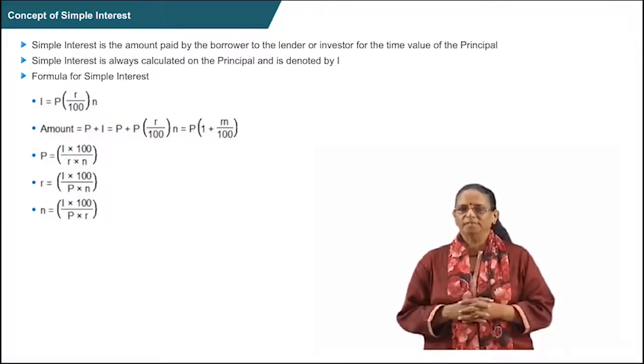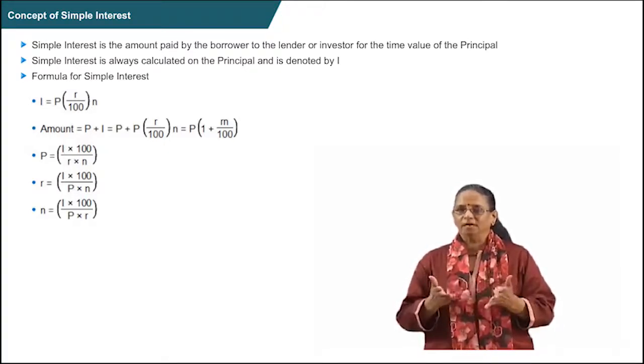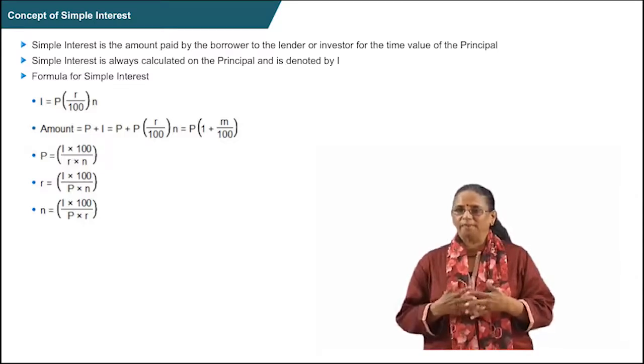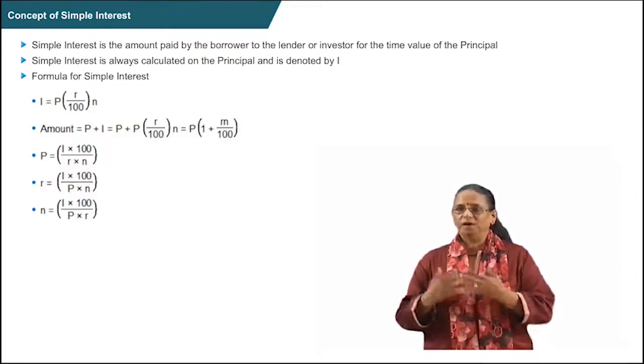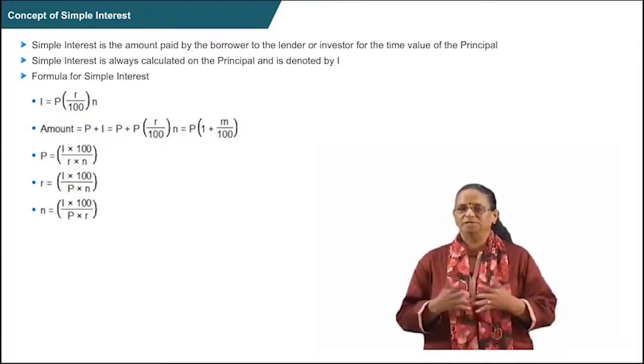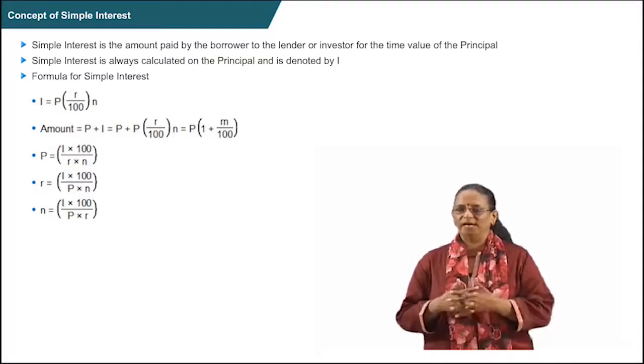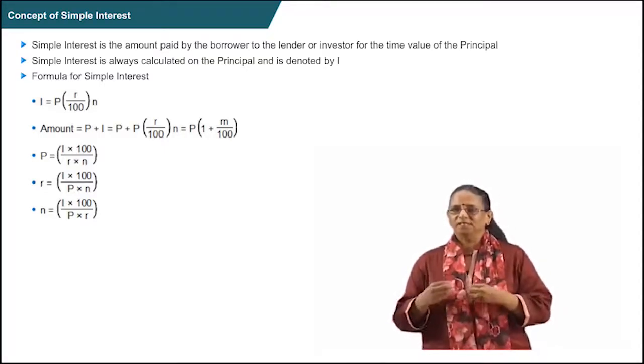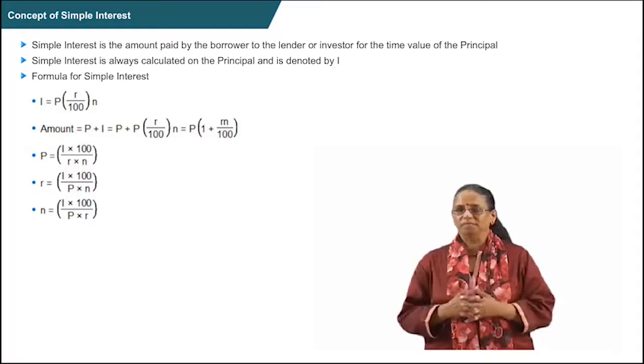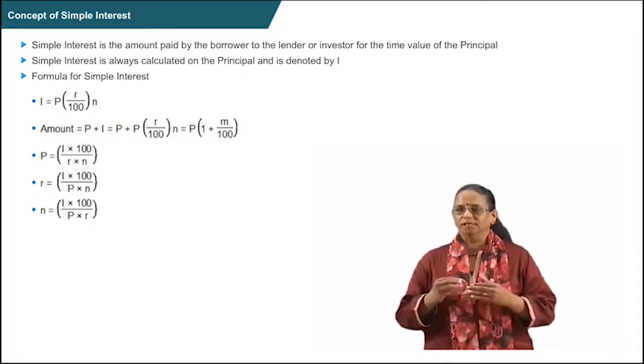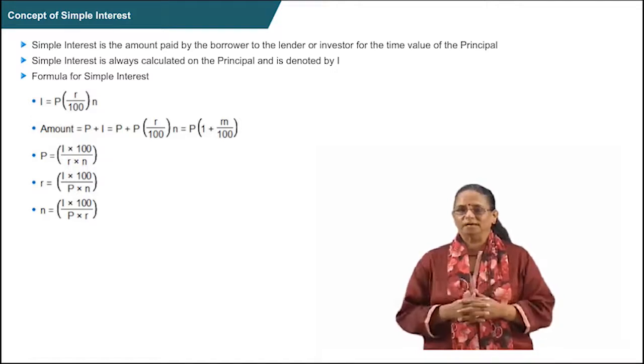What is simple interest? It is nothing but the money or the extra amount paid by the borrower to the lender or investor for the time value of the principal. We are using their money, so we are paying an extra amount in the form of interest. And simple interest is always calculated on the principal, denoted by capital I. So simple interest, we will denote it as capital I.